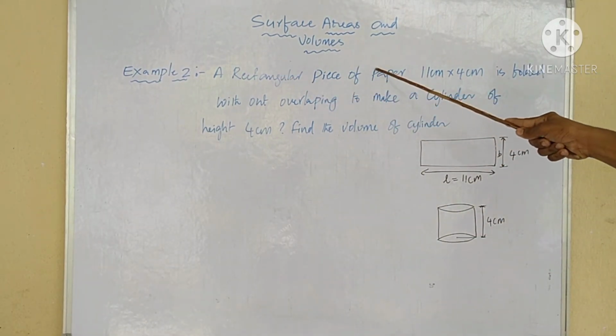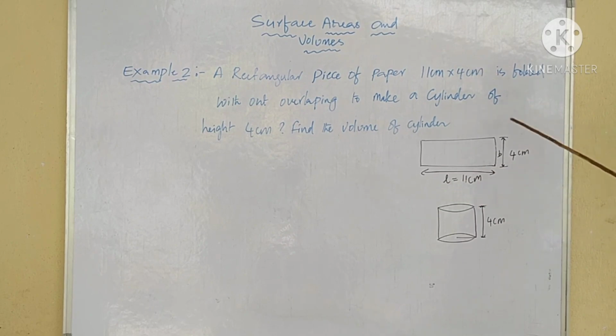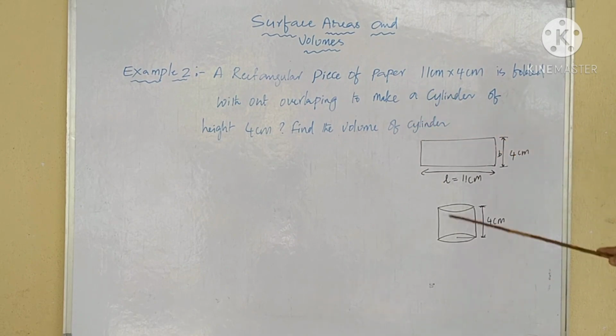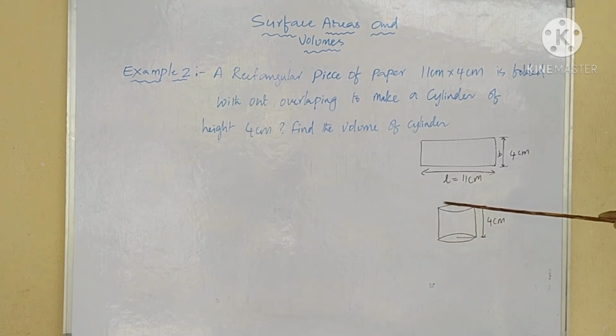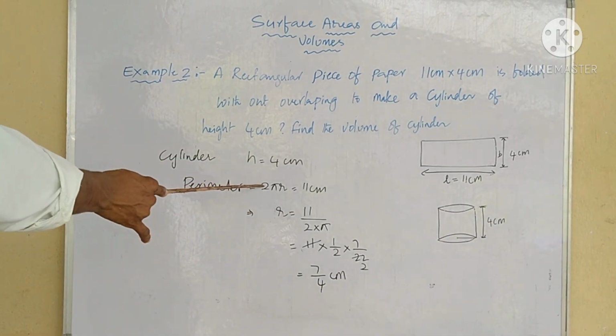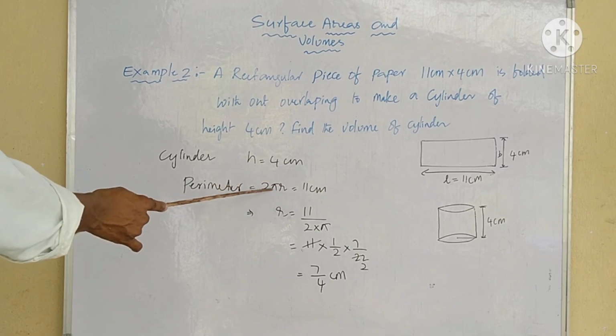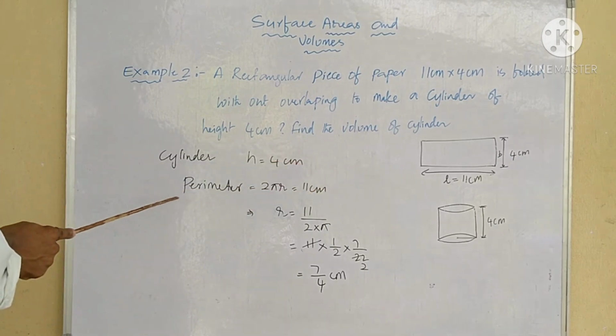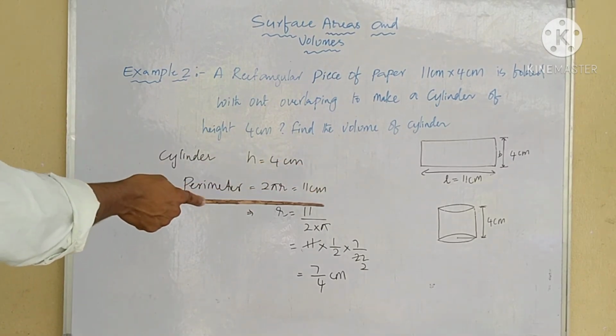So, a rectangular piece of paper, length is 11 centimeters, breadth is 4 centimeters, is folded without overlapping and makes a cylinder. This is a cylinder. Here the breadth of the paper is the height of the cylinder. So the length of the paper is the perimeter of the circular section. So here the cylinder height is 4 centimeters, and the perimeter of the circular section is 2 pi r.